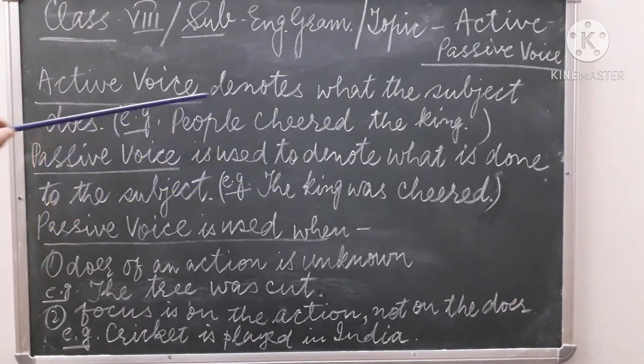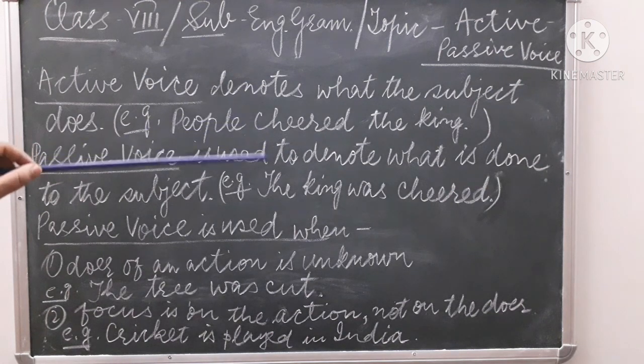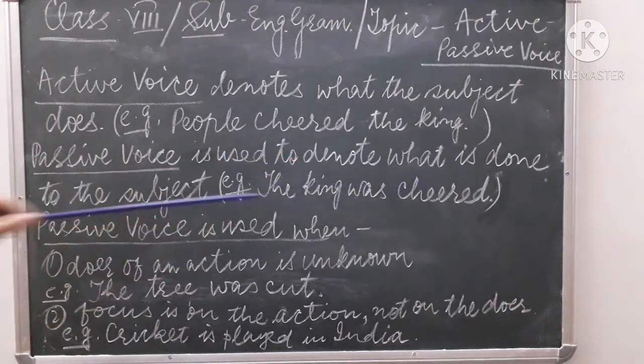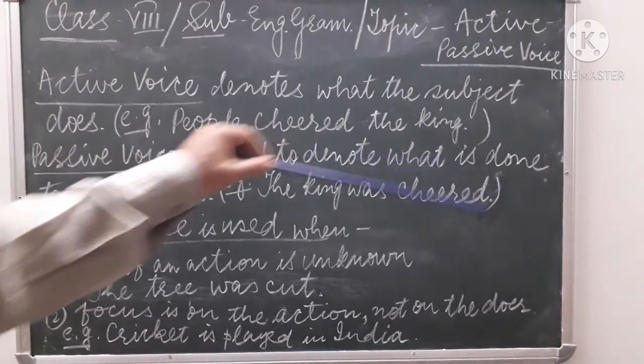So our focus is on the doer of an action. It is active voice. Or we can say that the subject performs an action. Now next, passive voice. What is passive voice? Passive voice is used to denote what is done to the subject. It means that here the subject becomes a receiver of an action, or whatever is done to the subject.